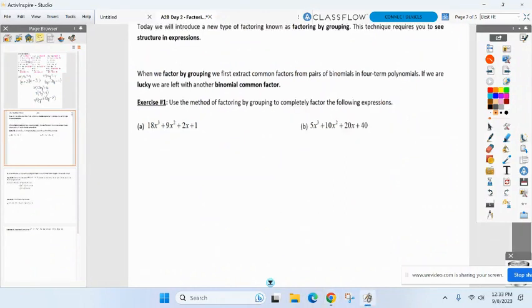So let's look at example A. I want you to factor that completely for me. Before we start anything, let's go down the checklist from yesterday. What do you look for first? Well, first of all, they don't have X's in them. What about 18, 9, 2, and 1? Anything they have in common? So we're all in agreement as a class, no GCF. How many terms? 4, not 3.